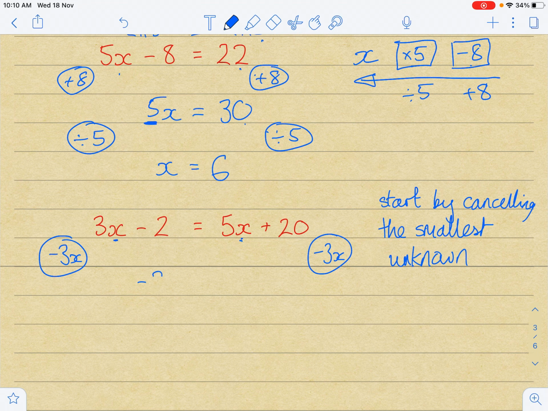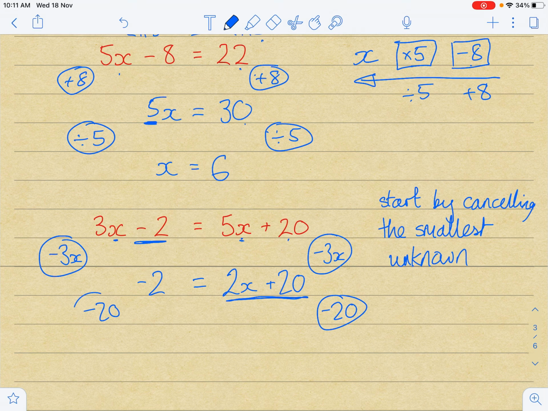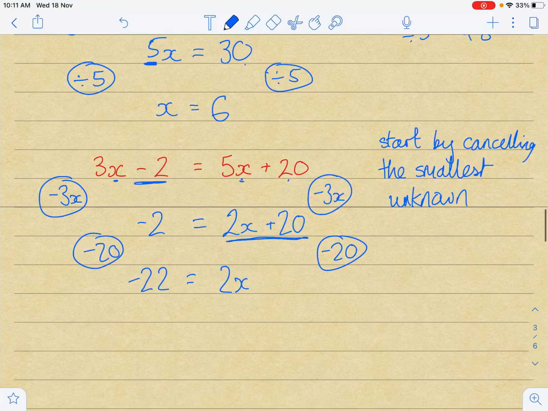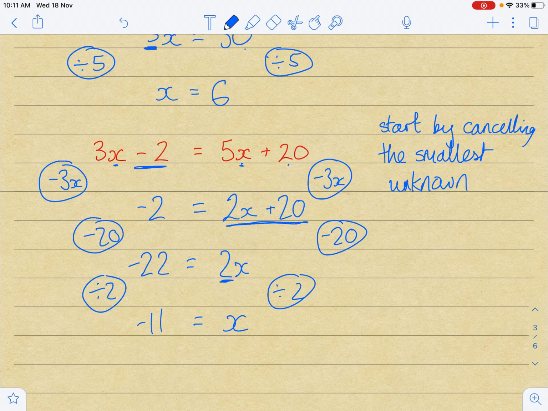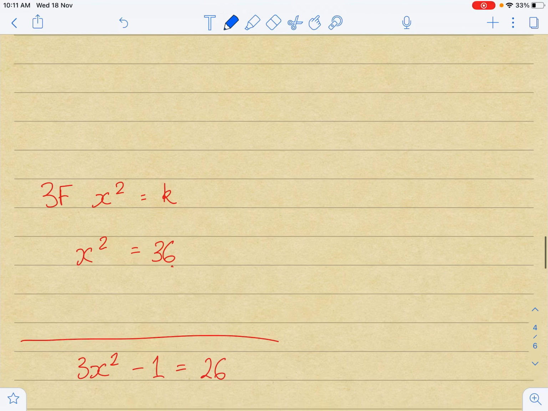Over here, I'm going to get negative 2, be careful there, the negative stays there, equals 5x minus 3x is 2x. Done nothing with the 20, so I've still got 20. Now my second step is to get rid of the numbers that are with the x's. So I'm going to get rid of that 20 by taking it away from this side, and so I must take it away from this side. Minus 2 minus 20 is minus 22 equals 2x. Divide by 2, because that is the coefficient of x. Divide by 2, divide by 2, and I get negative 11 equals x. There's my solution. So keep everything balanced. Whatever you do to one side, do the same to the other.